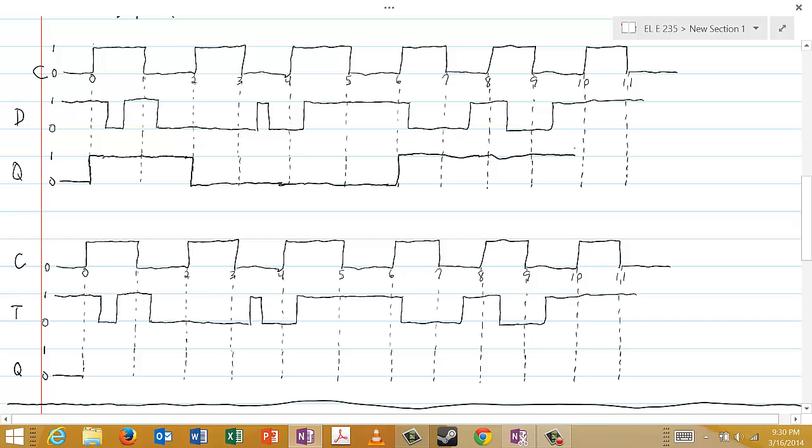We extend it all the way to just before 10. At 10, D is 1 again, and so we can extend it, and that would be the value, the plot for the output Q for a positive edge triggered D flip-flop if D and C are given as shown here.